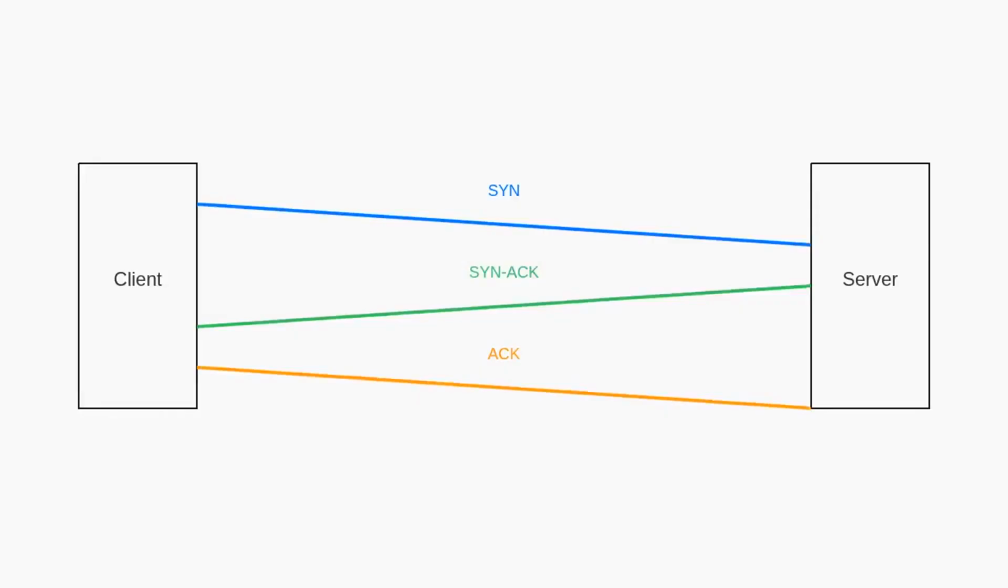It's like two people agreeing on how they will talk before they start sharing secrets. This handshake ensures that both the sender and the receiver are ready, and that they can track the pieces of data that will soon be flying back and forth across the network.